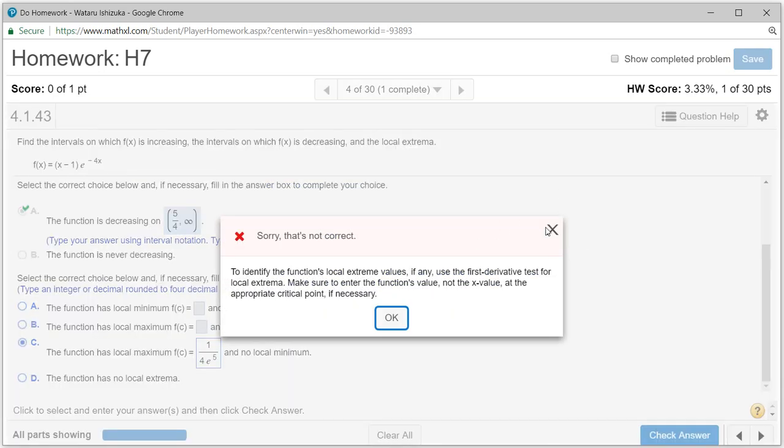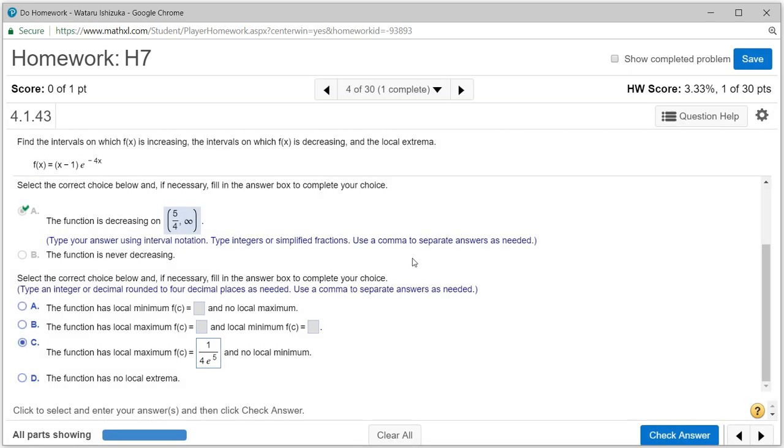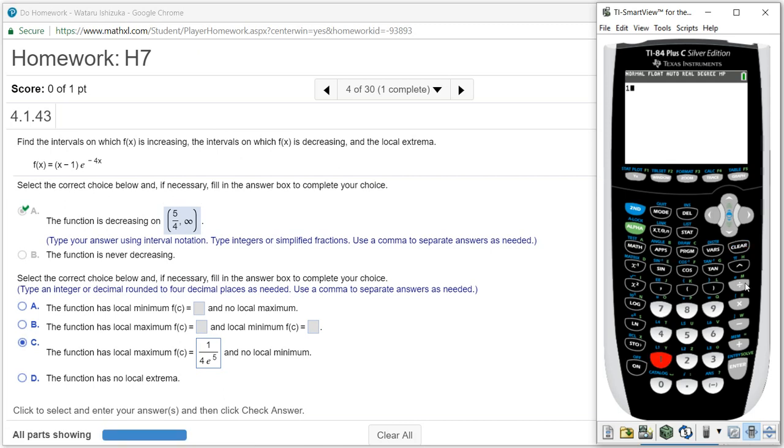Oh, actually, hold on a sec. What did I do? Oh, okay, sorry, I didn't round it to 4 decimal places. So I'm going to have to do that, and I'll bring out the calculator. We need to do 1 divided by 4 times e to the 5th power, and then hit enter. We need 4 decimal places, so it's 0.0017. So let's type it in.